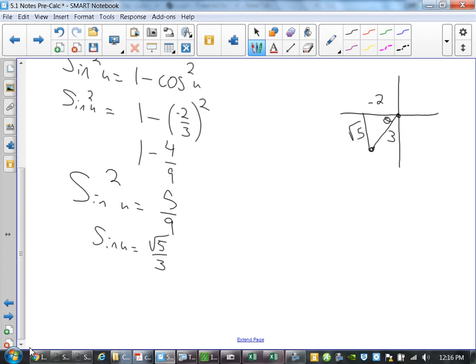Okay. Remember, all I did here was just take the square root of both sides. And then we know that sine is the opposite over the hypotenuse. We already had the hypotenuse before. Yes, ma'am.